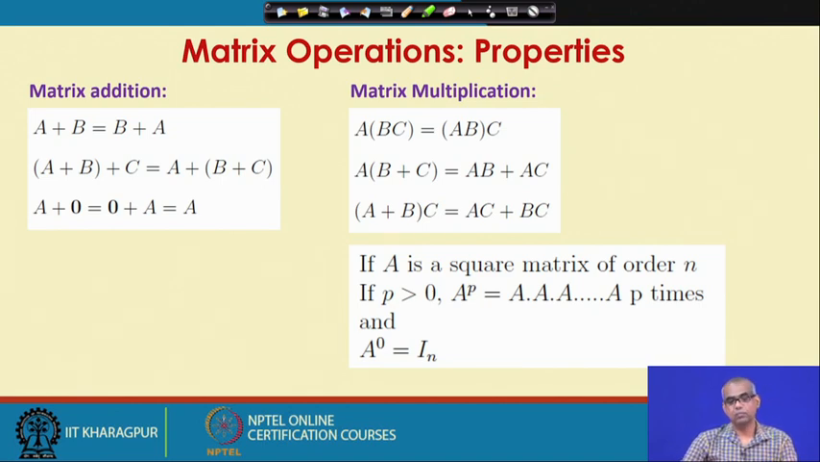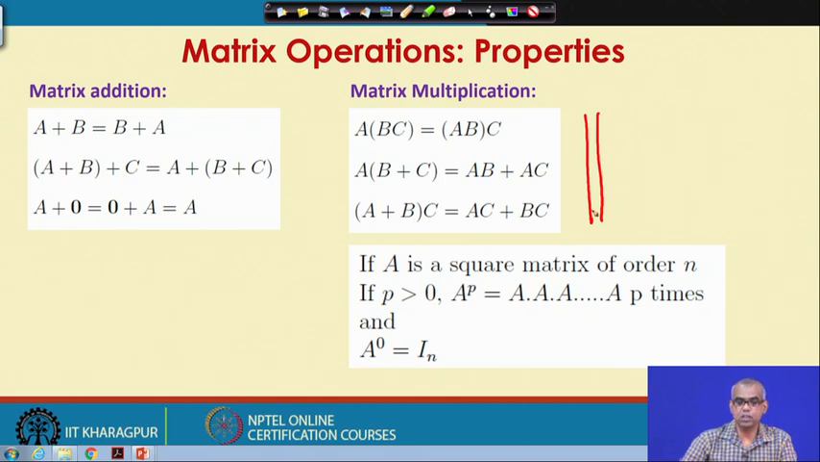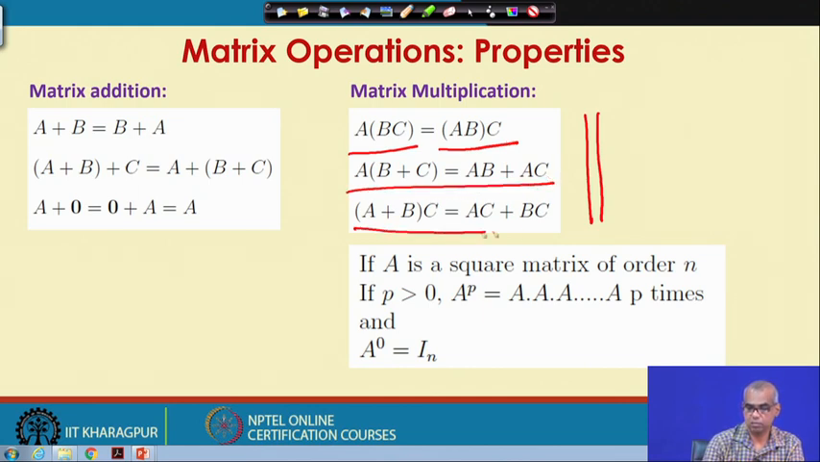Here are some matrix operations properties. Matrix addition properties: A plus B equals B plus A, A plus B plus C equals A plus B plus C, A plus 0 equals 0 plus A equals A. Matrix multiplication follows these properties: A into BC is the same as AB into C. Similarly, this, similarly this.